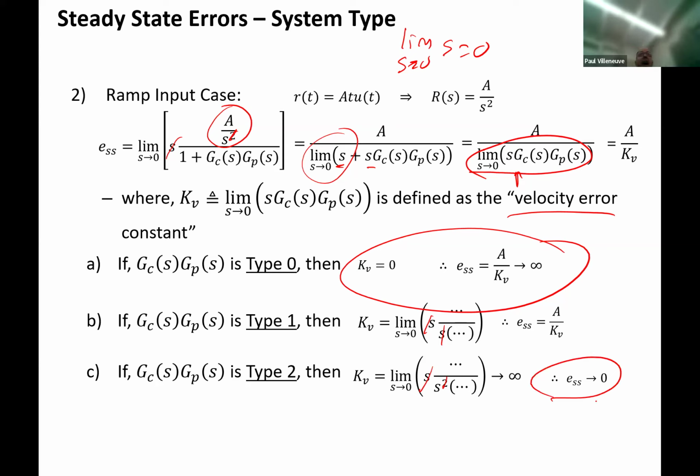So if you're trying to track a ramping input, you darn well better have 2 integrators in there to make sure that your system error goes to 0. If you have 1 integrator in there, you're always going to be behind. You're always going to be chasing whatever you're trying to get to, but you'll never get there. If you have a type 0 system, just wave goodbye, because you're going to fall further and further.